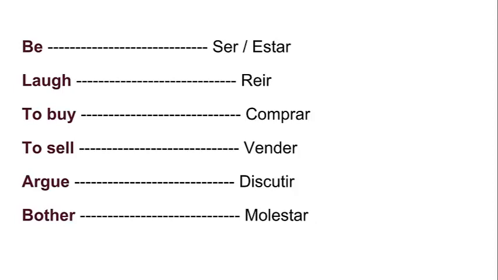Be, ser or estar. The verb to be in English, in Spanish, it uses two kinds of verbs. The verb ser and the verb estar. Laugh, reír. To buy, comprar. To sell, vender. Argue, discutir. Bother, molestar.